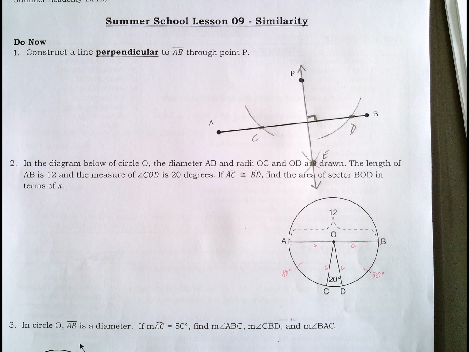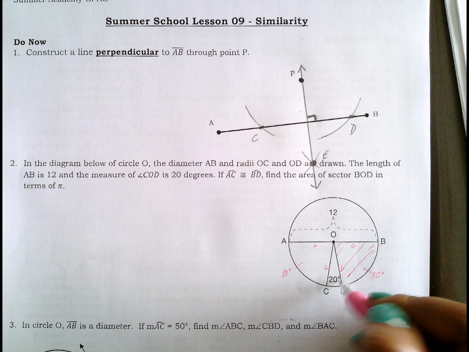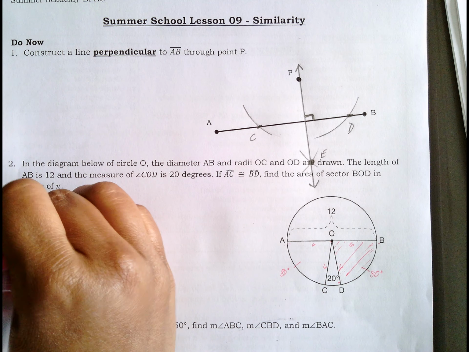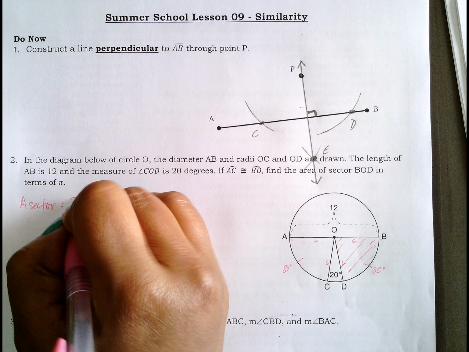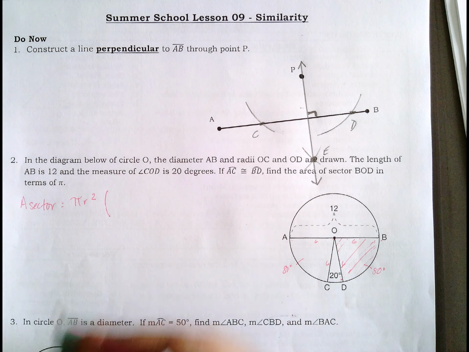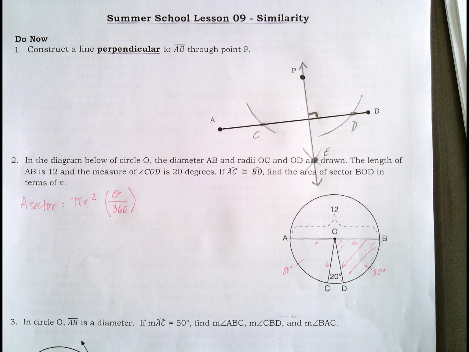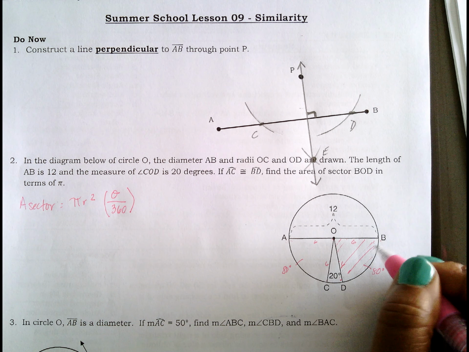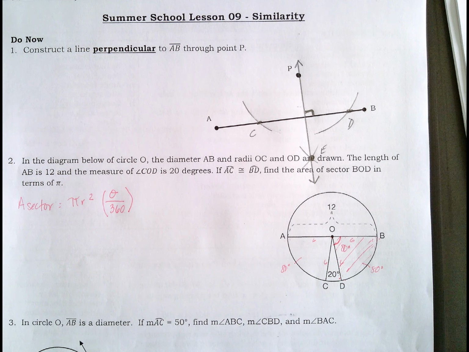Find the area of sector BOD, so this sector here, in terms of pi. So the area of a sector is found by taking the area of a circle, which is pi r squared, and multiplying it by theta over 360. So theta would be the section of the circle that we're looking for. So this is the section, this is the sector, it's 80 degrees, this arc is 80 degrees, and this would be considered a central angle.